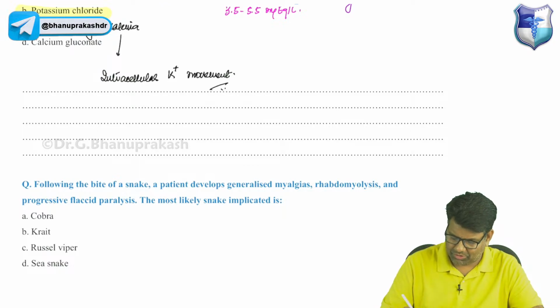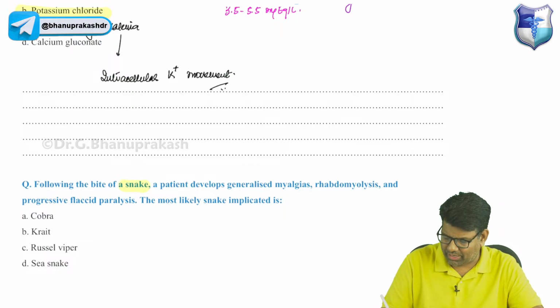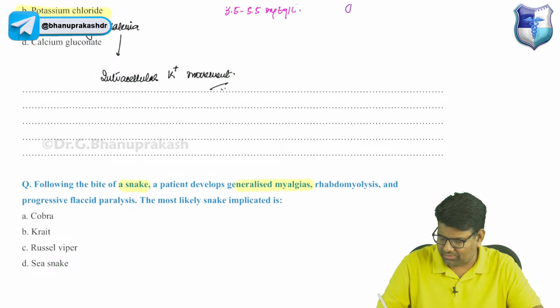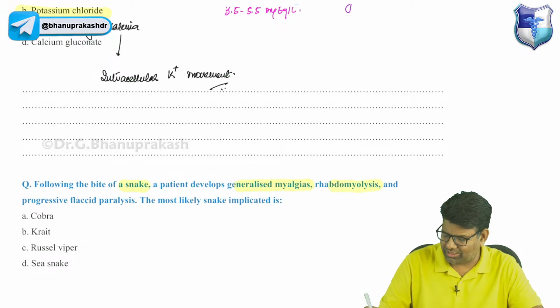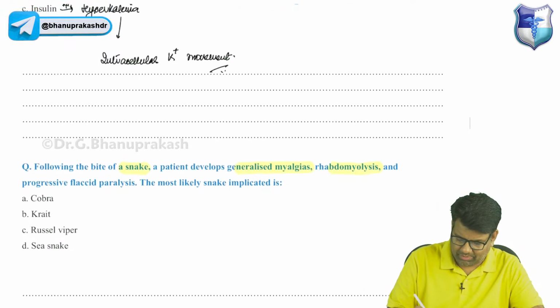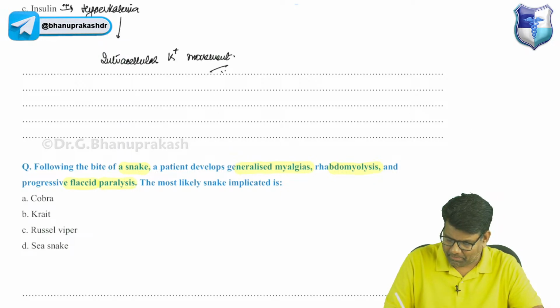Moving forward to the next question, you have a snake bite. After that, the patient has myalgia, pain in muscles, myoglobinuria, breakdown of the protein, and there is progressive flaccid paralysis. Which snake?